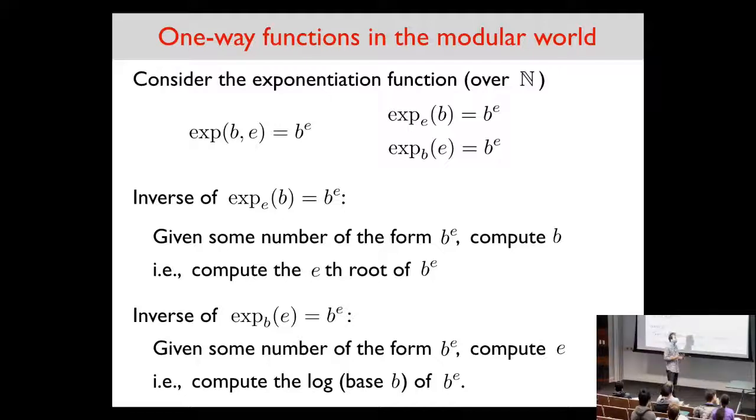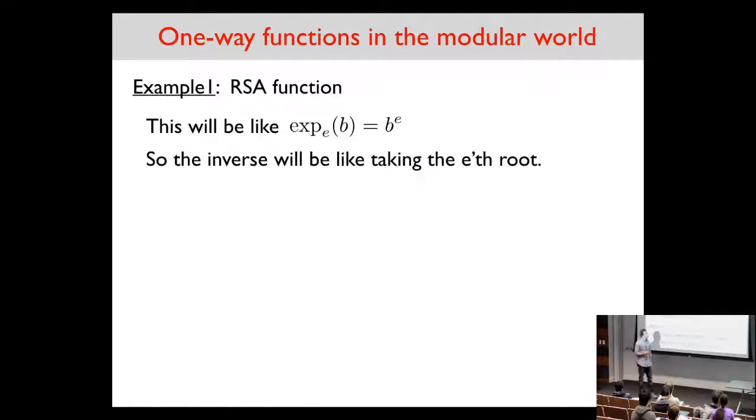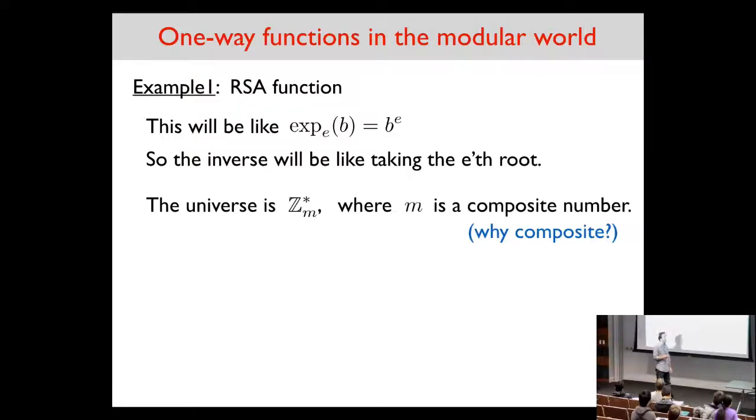Now let's look at the same functions, basically, but now in the modular world. The first one is going to be called the RSA function. This is going to be like exp when you fix some exponent e. Again, think of e as 3 in your mind. So this is like the cubing function, the RSA function, b cubed. And the inverse is going to be like taking the eth root or the cube root, let's say.